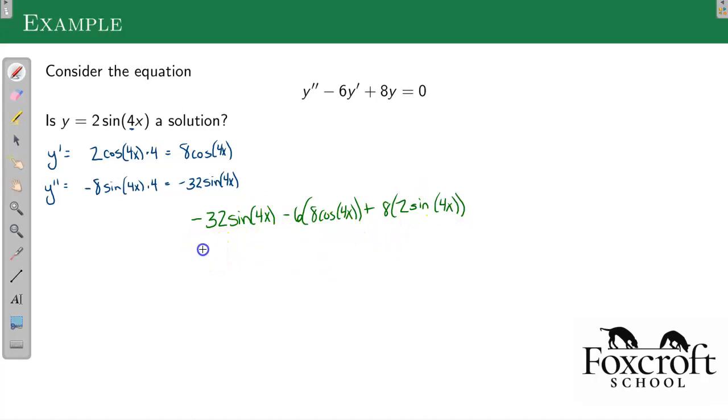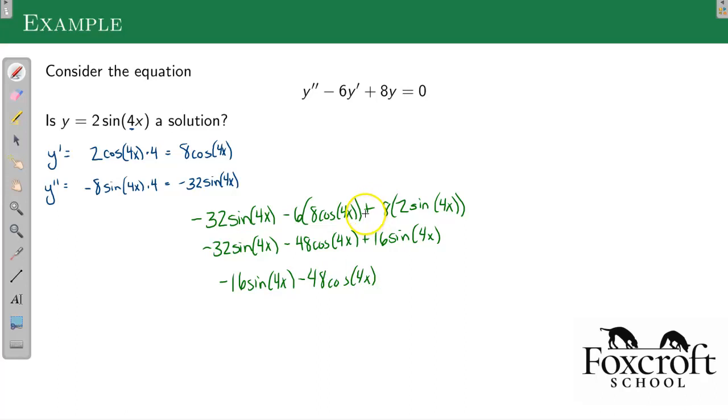We try to simplify as much as possible, so we can do some multiplications. 6 times 8 is 48. When we combine like terms, this gives us negative 16 sine of 4x minus 48 cosine of 4x. It doesn't look like anything useful is going to happen. It doesn't look like anything's going to cancel out, so this is not equal to 0. So this is not a solution. We did our derivatives, we put them into our differential equation, and nothing canceled out. We didn't get 0.